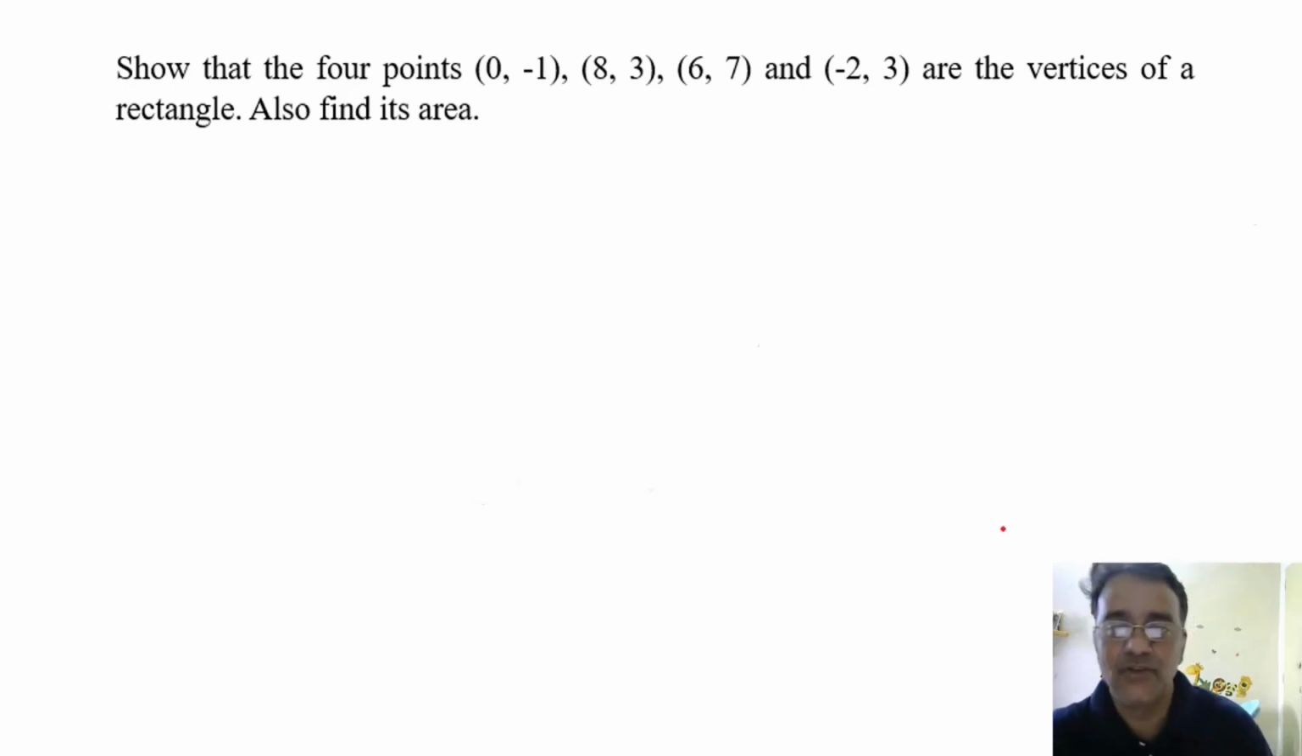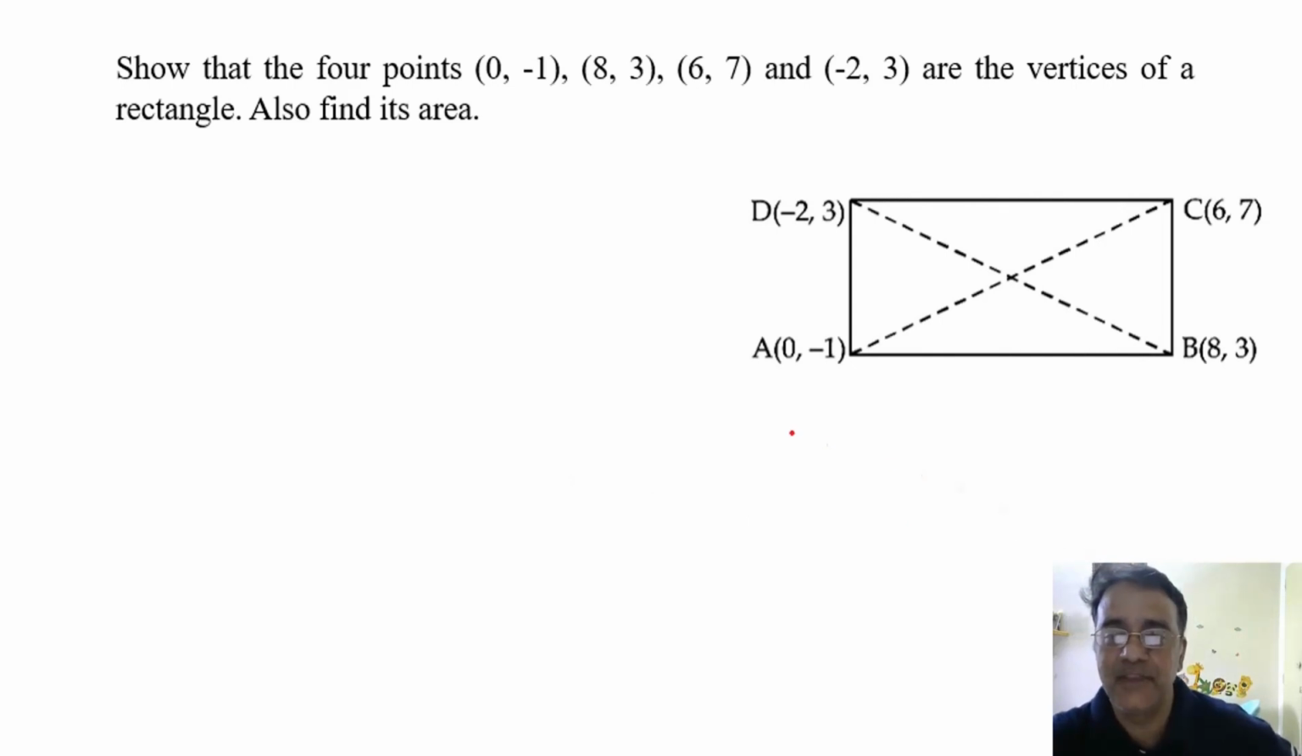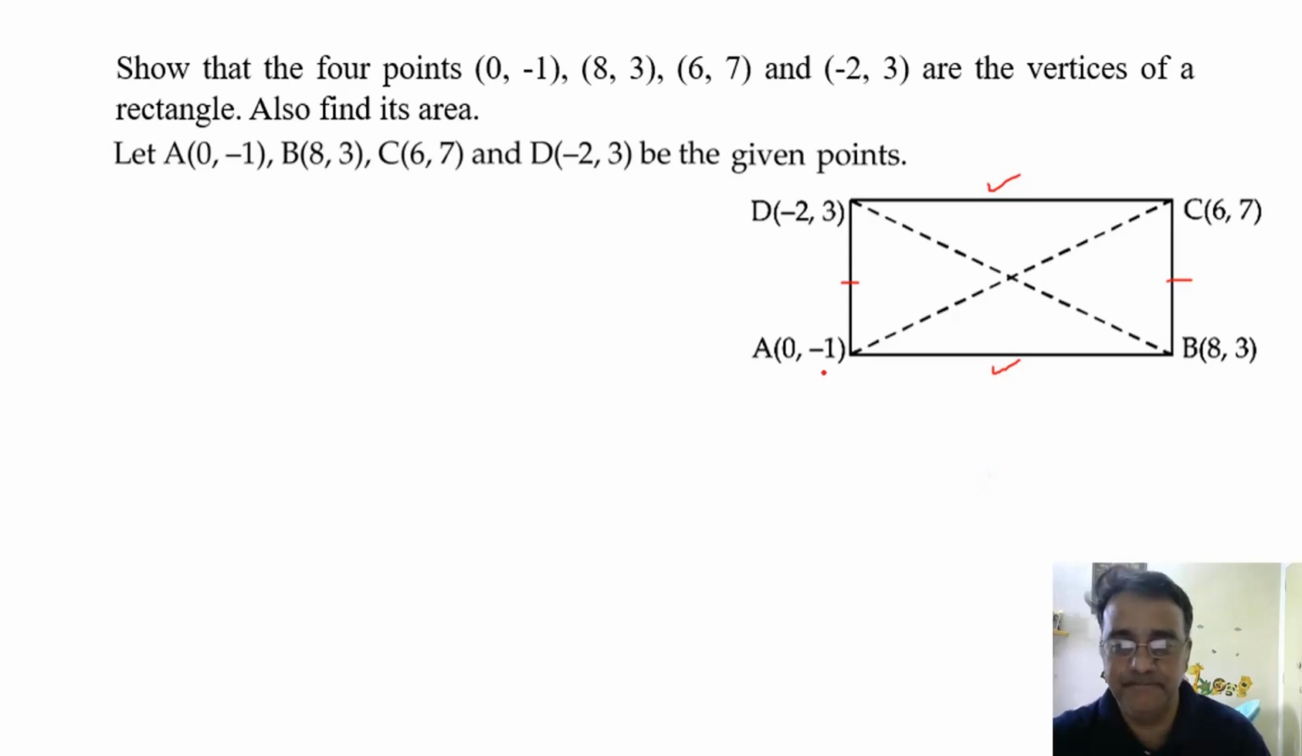Okay, fine. So let us make a rough diagram. A, B, C, D. So what we have to show is that AB is equal to CD and BC is equal to AD, and diagonals are also equal we have to show. So let us start with AB. Okay, look at AB carefully.